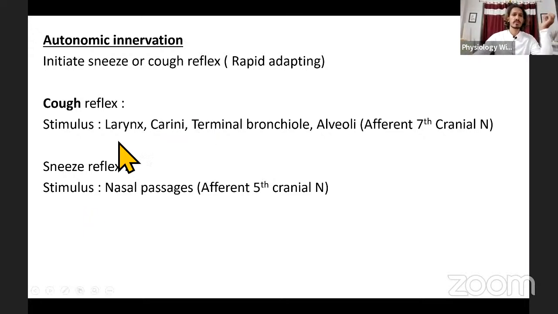Okay, such stimulus in different parts will be detected by the fifth cranial nerve, and a sneeze reflex can happen, where the efferent is the seventh cranial nerve. So depending on which part is affected, which nerve is stimulated, a cough or sneeze can happen. Okay, that helps eject things out.